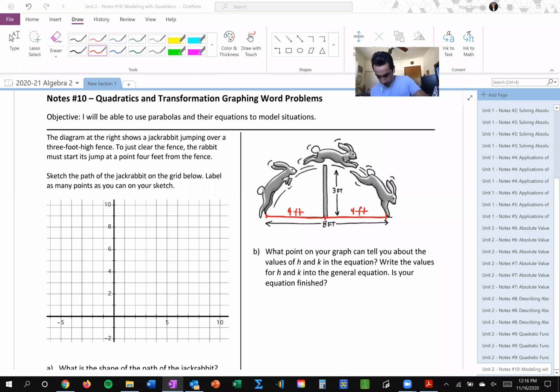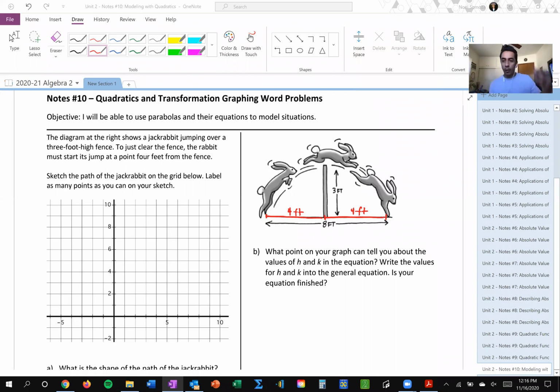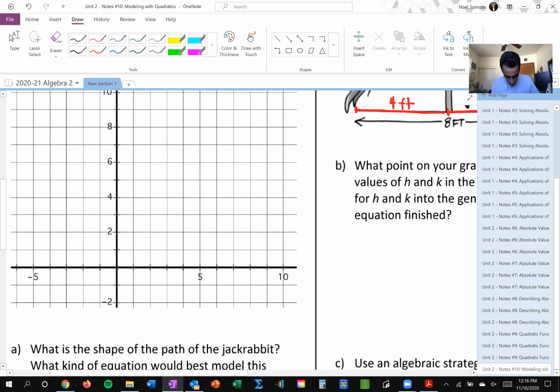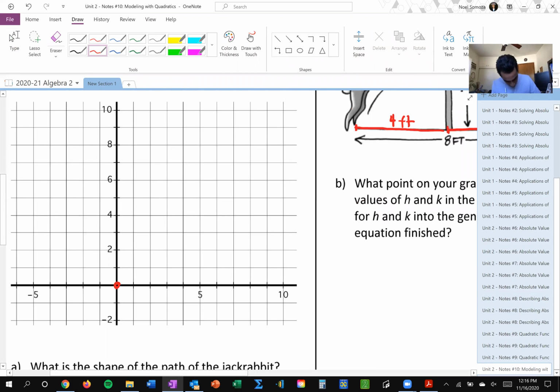Okay. So we want to see where would it make the most sense to put this diagram on our XY plane. Think about where you could start on your XY plane. Yeah, you can start at 0, 0, right? It's not a bad place to start. So you can put your first point here at 0, 0.